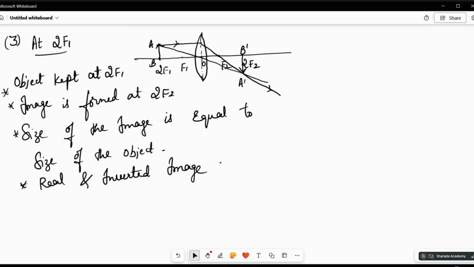In the concave mirror, where we used to get the same size, if we keep the object, in which case did we get the image size and object size the same? Correct, at C. Here also it's 2F1. It's the same as C. Understood? So concave mirror and convex lens are very similar.